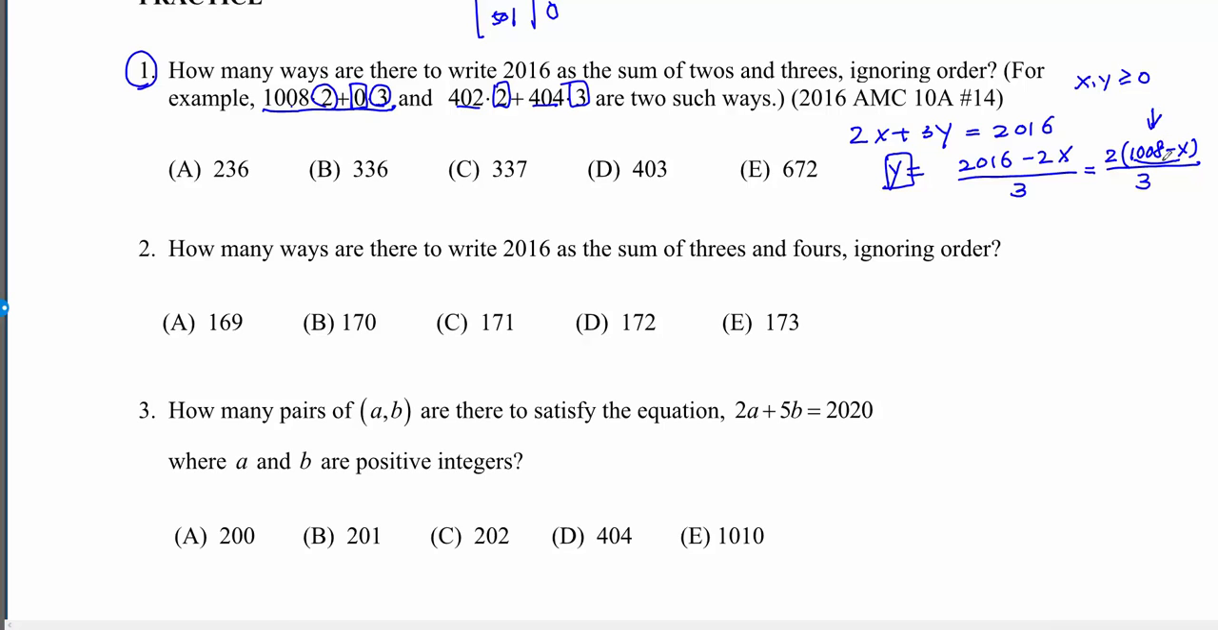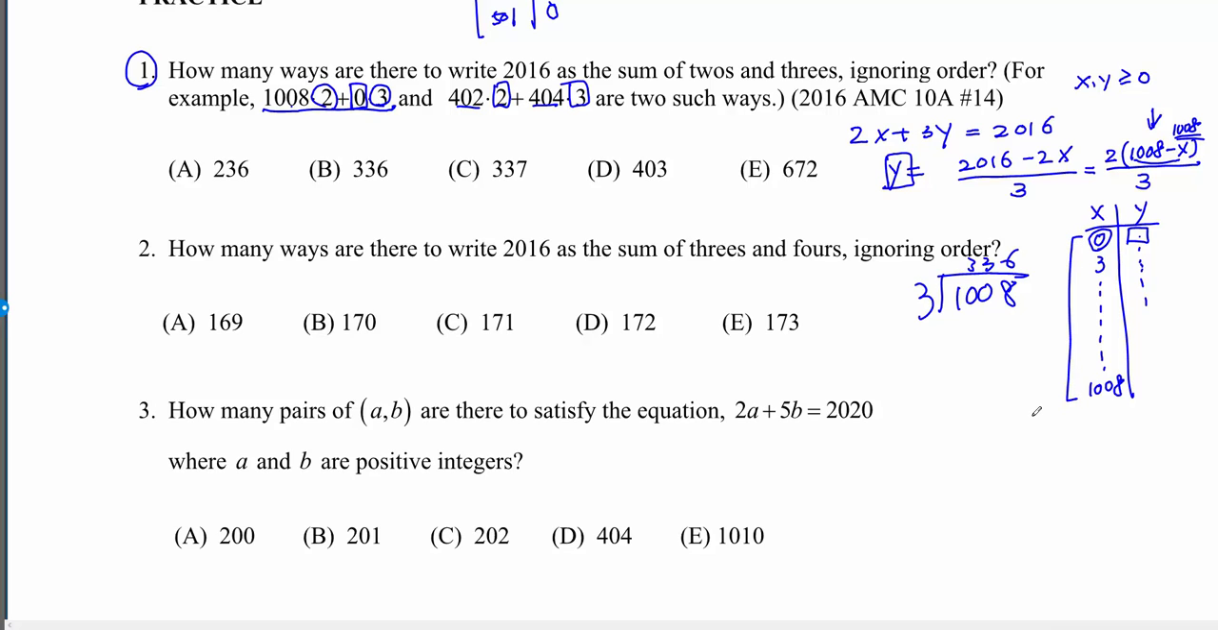But we know that 1008 is already divisible by 3, giving 336. So we can try x equals 0 first. x equals 0 is okay. The next one, x equals 3, is okay too. When you have one value of x, there is another value of y. So the maximum value of x is how much? 1008. So how many numbers are there?